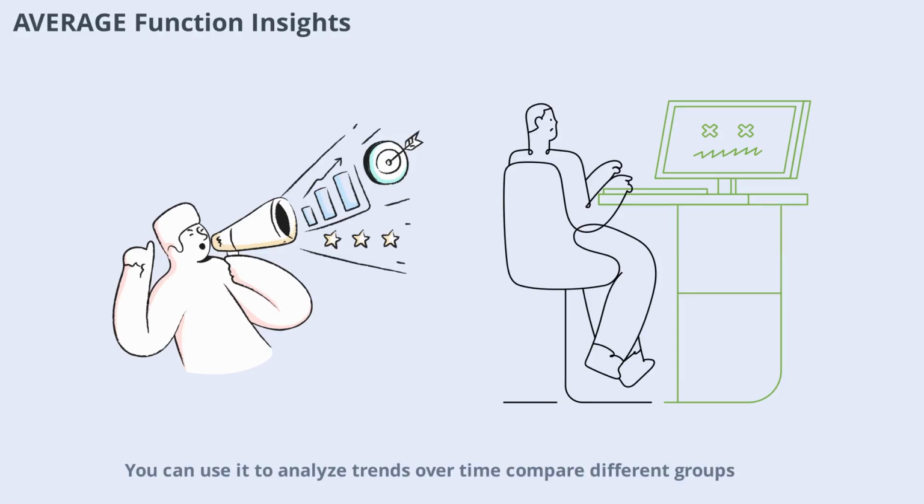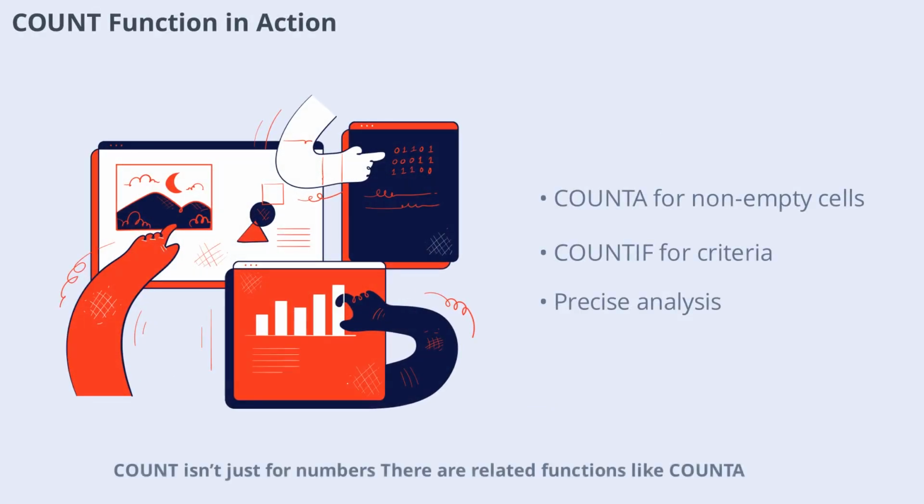You can use it to analyze trends over time, compare different groups, or even exclude outliers by combining it with other functions. Understanding how to leverage average in different contexts will help you get more meaningful insights from your data. Count isn't just for numbers. There are related functions like COUNTA, which counts all non-empty cells, and COUNTIF, which counts cells that meet specific criteria. Knowing when to use each function will make your data analysis even more precise and tailored to your needs.